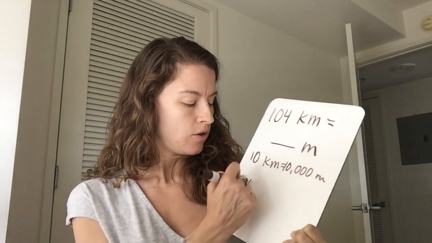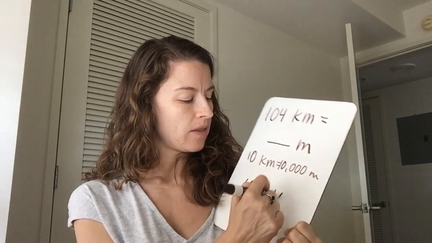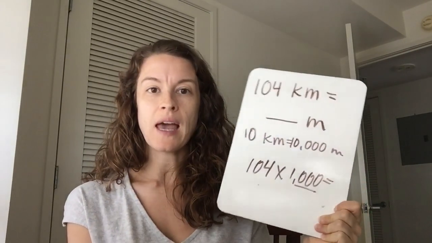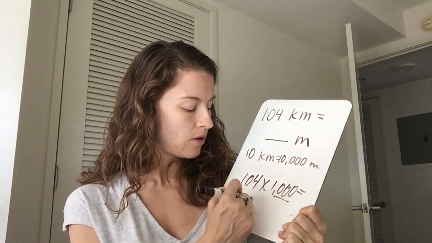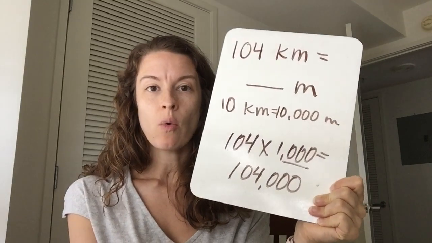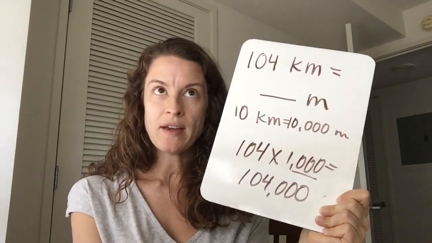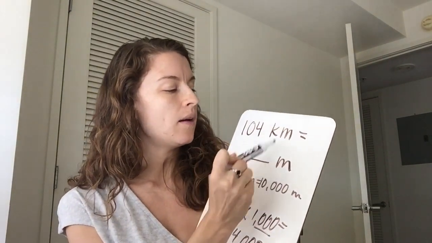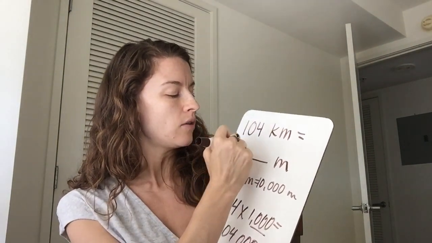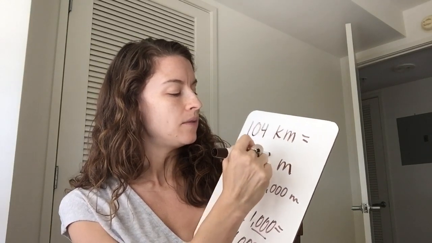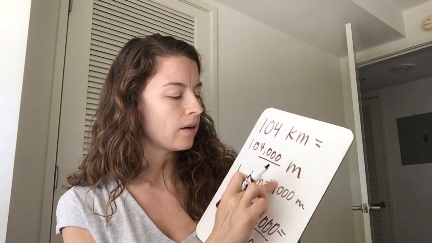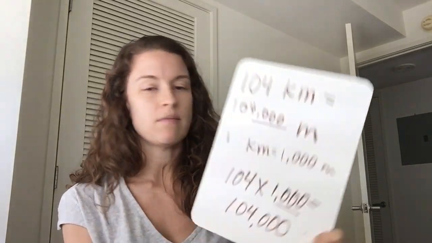So when I think of 104 times 1,000, I know that I just add these 3 zeros to the end of 104, and it becomes 104,000, okay? So 1,000 times any number, you can add the 3 zeros after it. So when they ask how many meters are in 104 kilometers, it's 104,000 meters.